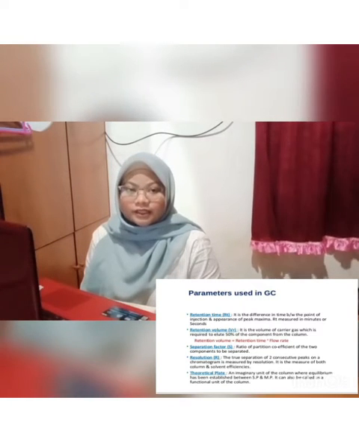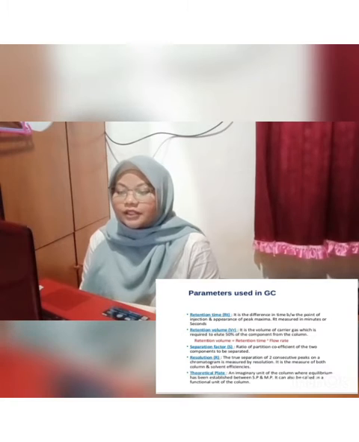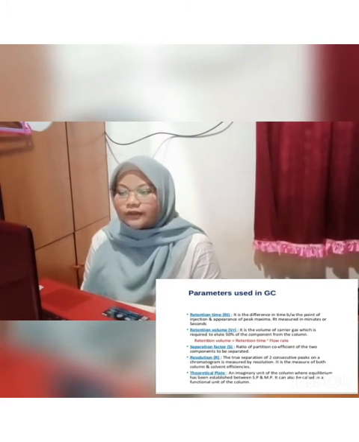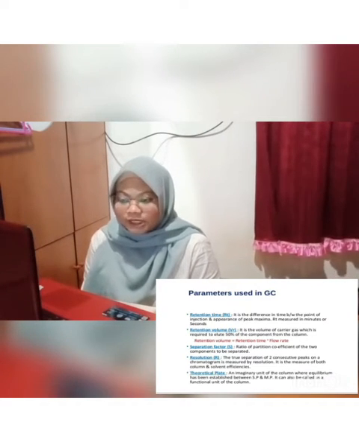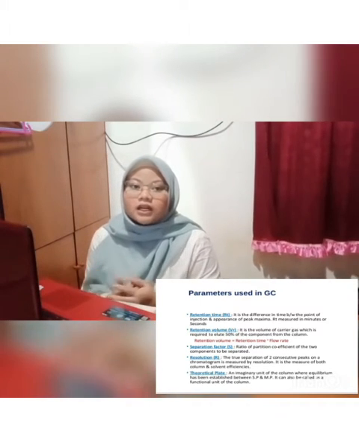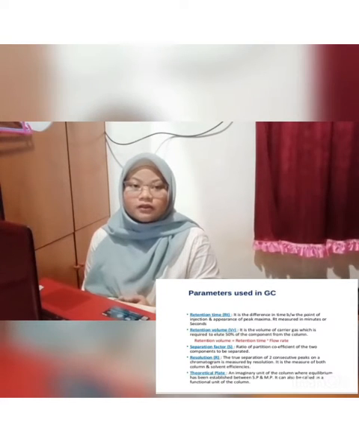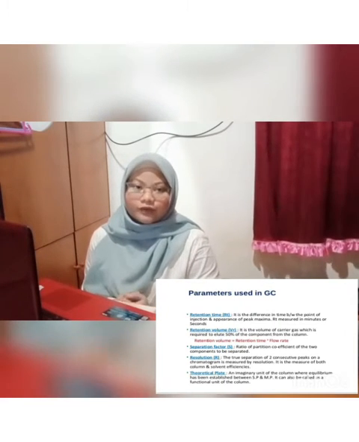The first parameter used in GC is retention time. Retention time is the difference in time between the point of injection and the appearance of the peak maxima. It is measured in minutes or seconds. Basically, retention time is the time required for 50% of a component to elute from a column.